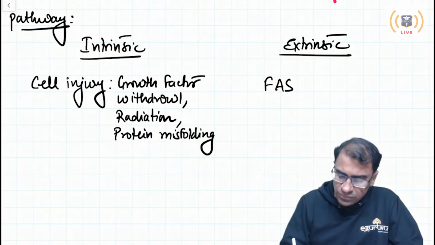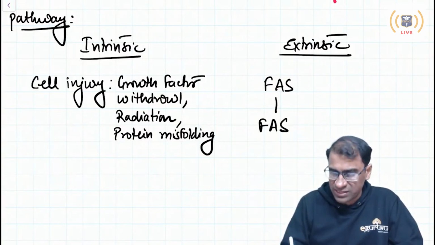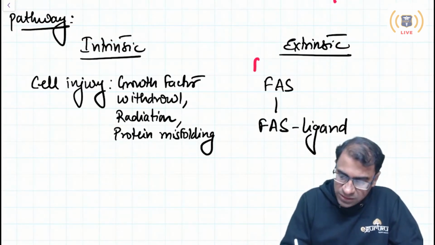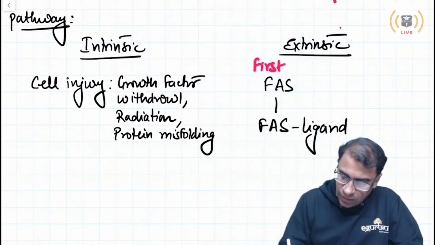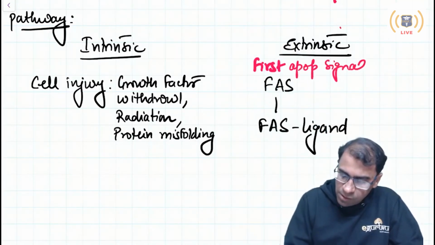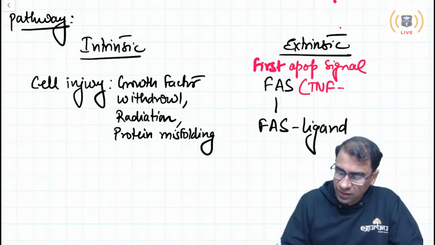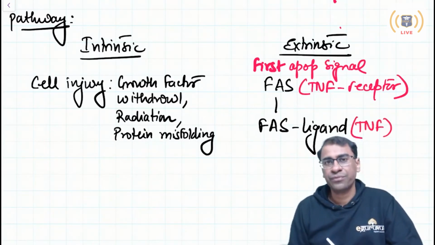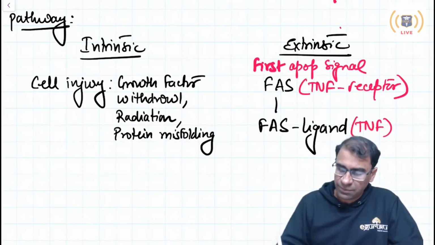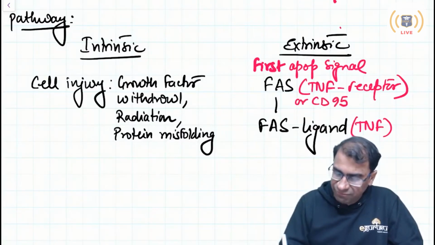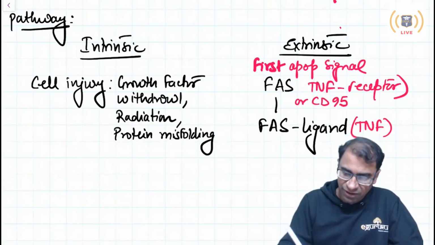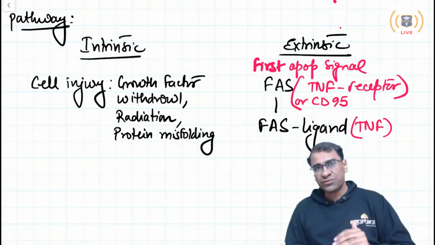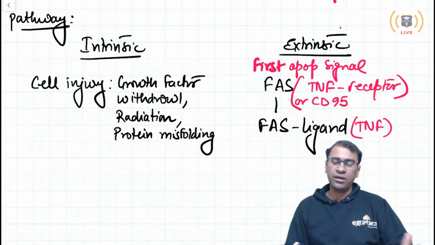The Fas interacts with the Fas ligand. Now, what is Fas? Fas stands for first apoptotic signal. It basically is a tumor necrosis factor receptor, TNF receptor, whereas Fas ligand is a tumor necrosis factor. The Fas is a TNF receptor, also called CD95. So this TNF receptor, the Fas, interacts with the Fas ligand, that is TNF. Now, we'll talk about this separately also.